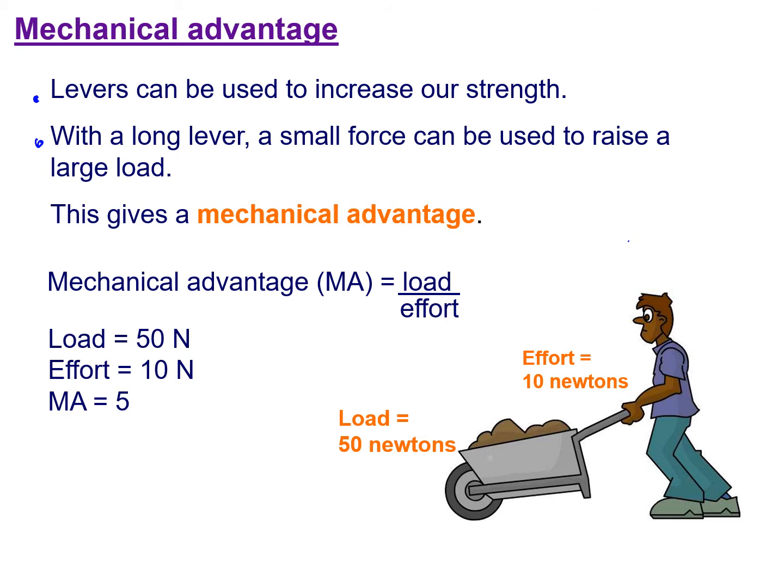Here is an example. The load in the wheelbarrow is 50 newtons. The effort applied is 10 newtons. We therefore do 50 divided by 10 equals 5 MA, 5 mechanical advantage.